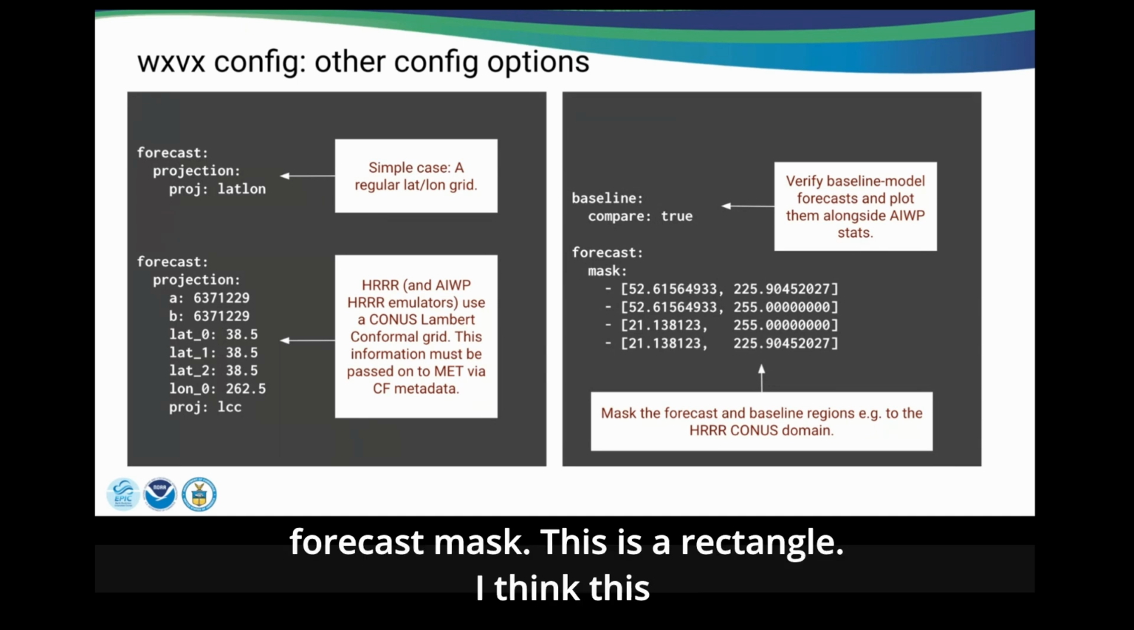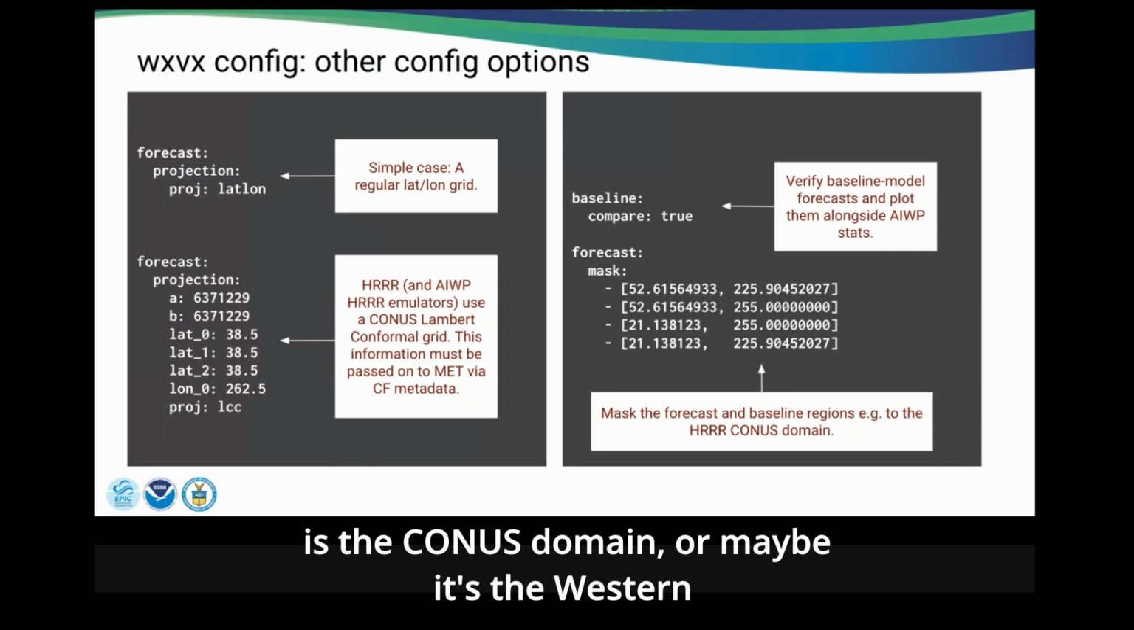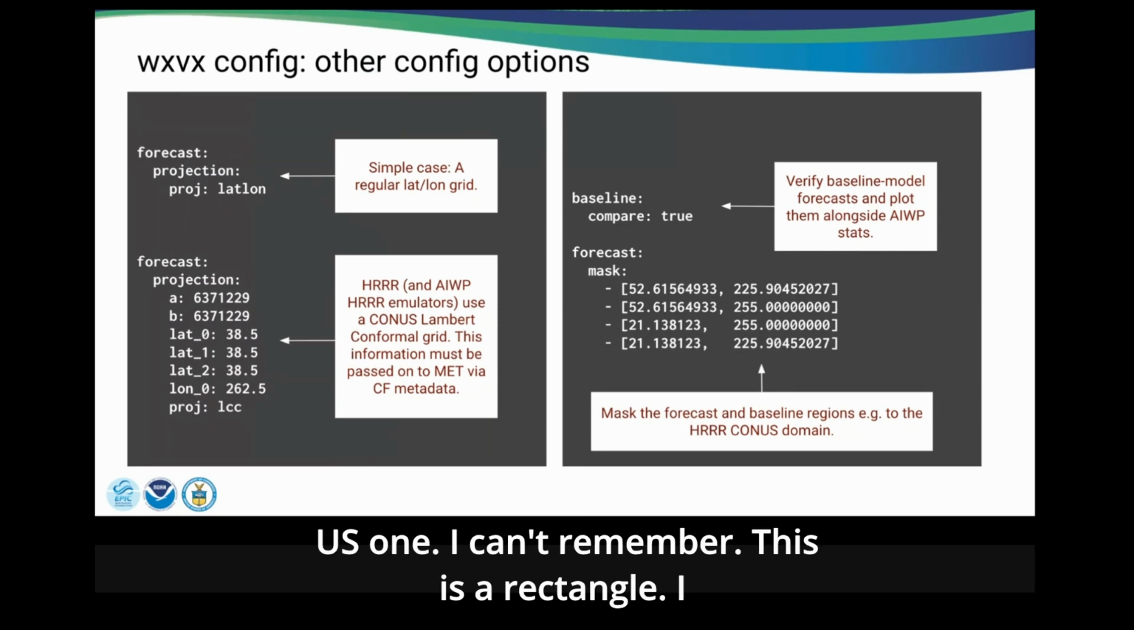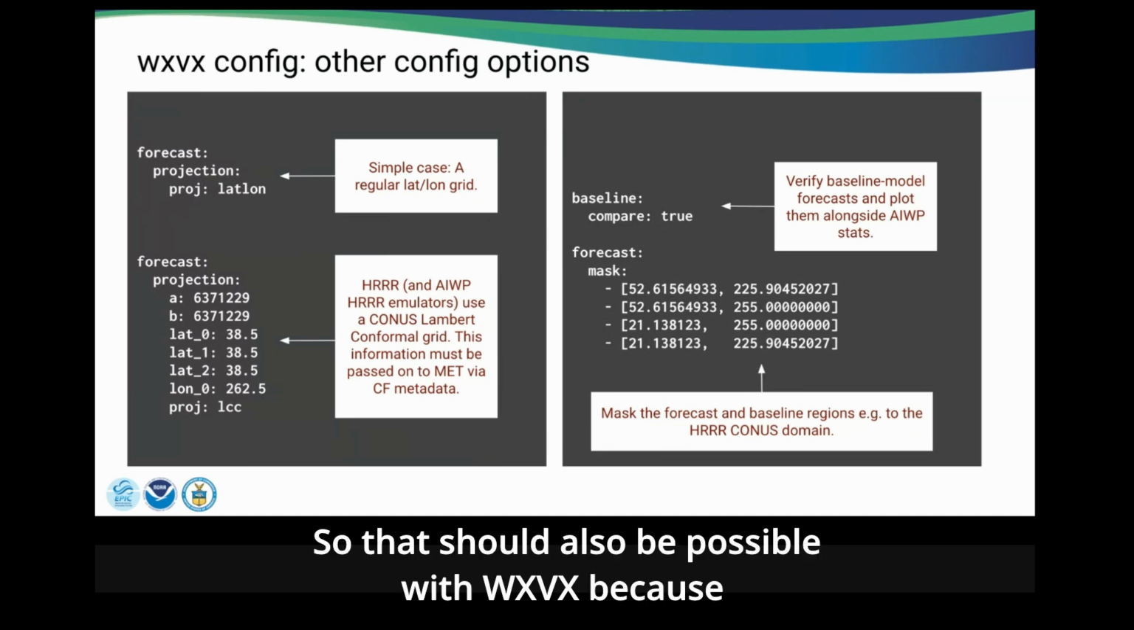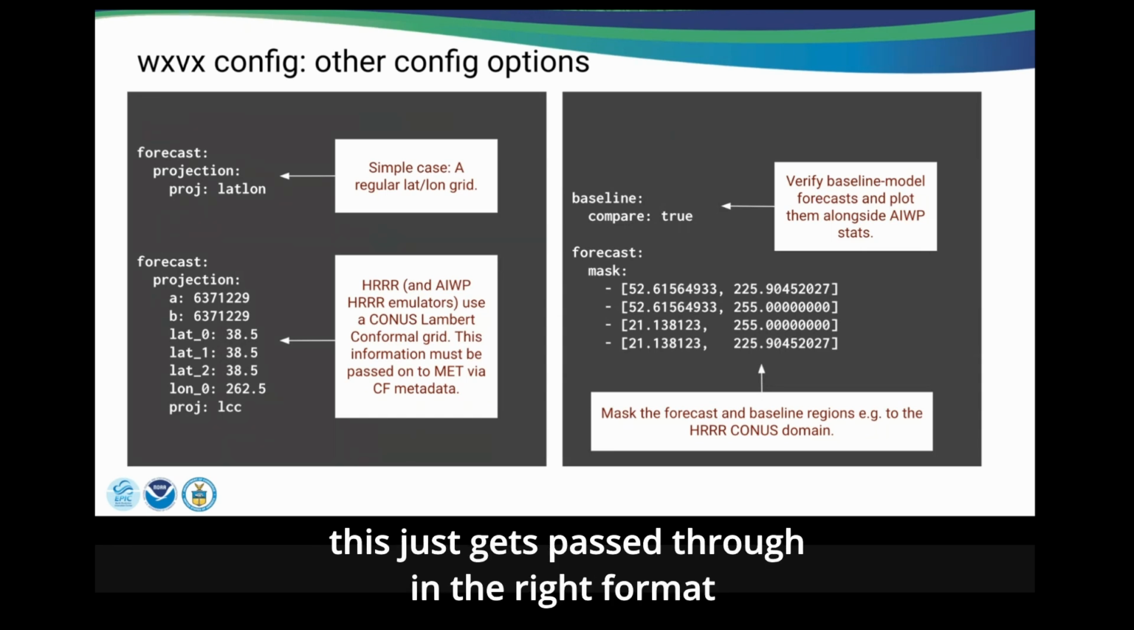You can also apply a forecast mask. This is a rectangle. I think this is the CONUS domain, or maybe it's the Western US one, I can't remember. This is a rectangle. I believe MET also supports arbitrary polygons, so that should also be possible with WXVX because this just gets passed through in the right format to MET.